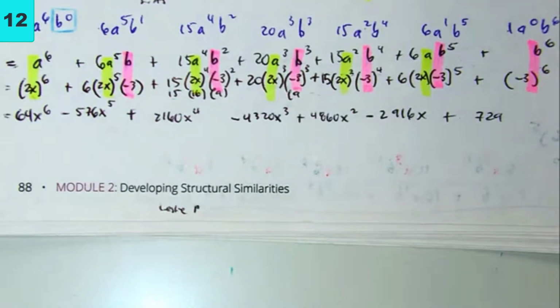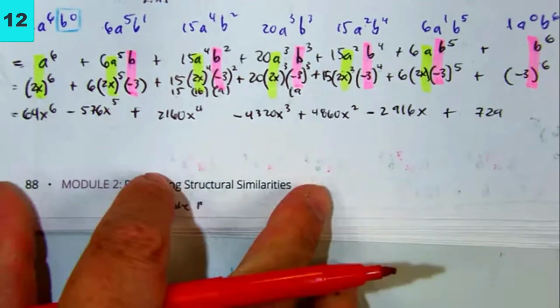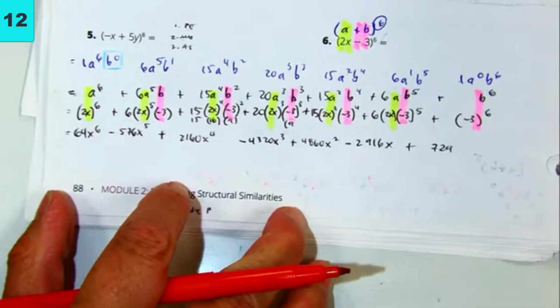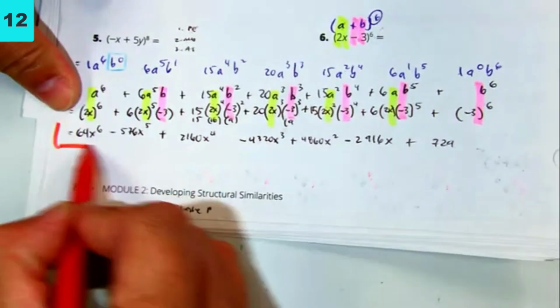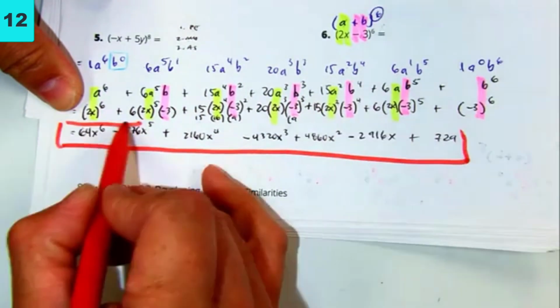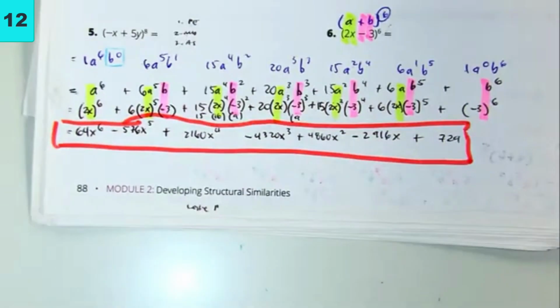Let's box it. So essentially what we did is just expand it using Pascal's triangle. Use A's and B's. Then today's lesson is just substitute it in, and then you have lots of multiplying with your calculator.